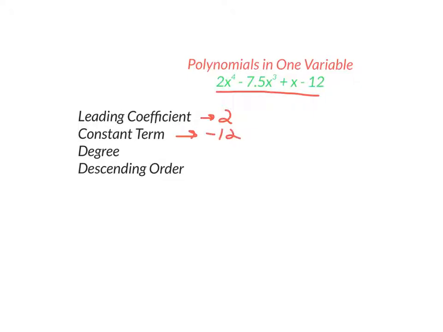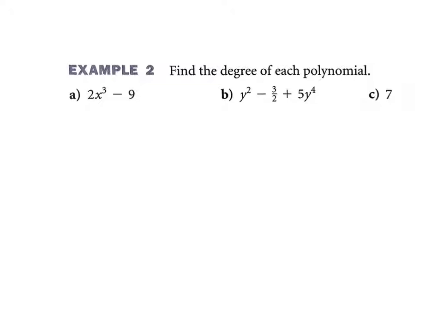The degree, if it's a one variable polynomial, is the biggest exponent. It's the greatest exponent. In this case, it's 4. And descending order just means that the terms are listed in terms of greatest exponent down to smallest exponent. And the example on the slide goes 4, 3, 1, and then 0 or no exponent. Okay, the first set of exercises is going to be find the degree, and these are one variable polynomials, so it's just the biggest exponent on the variable.